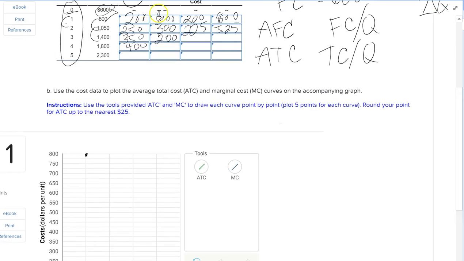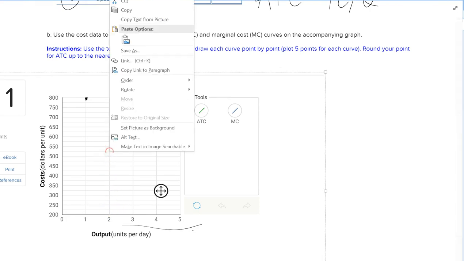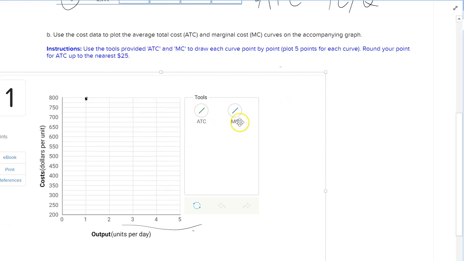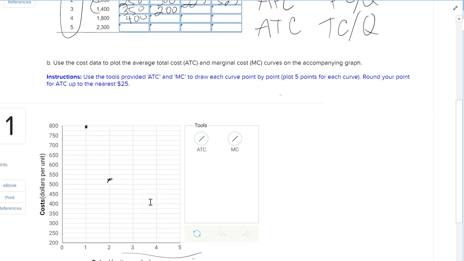The second unit of output has an average total cost of $525. 525, and hopefully I get the spot right. And we're going to continue on. Let's see if it'll let me do it this time. 525. There. Well, hopefully you're seeing the general idea here. And so you're going to plot 5 points on that curve. So as you finish the numbers here, you're going to plot them on this graph.